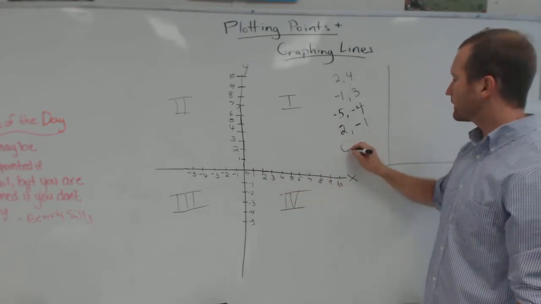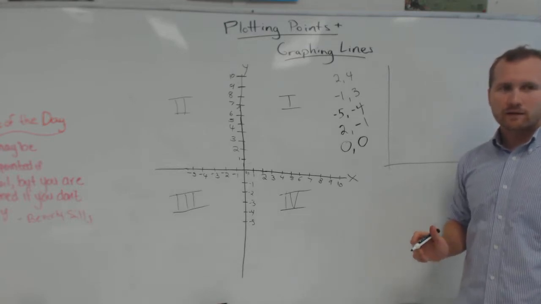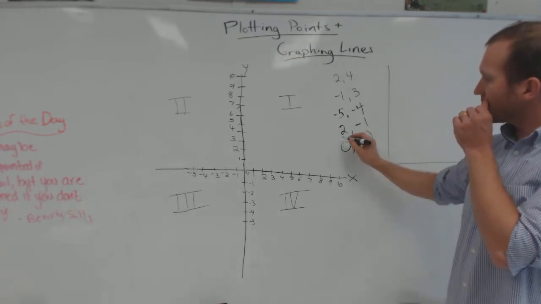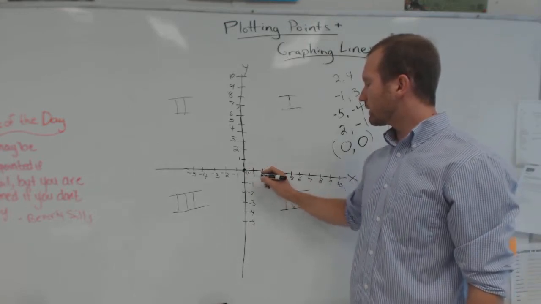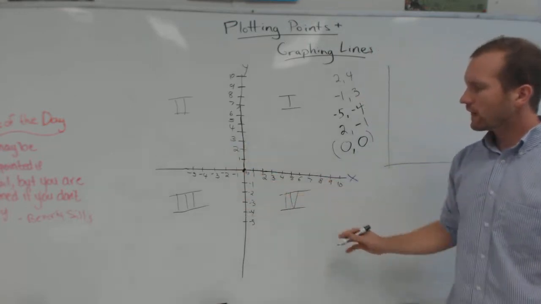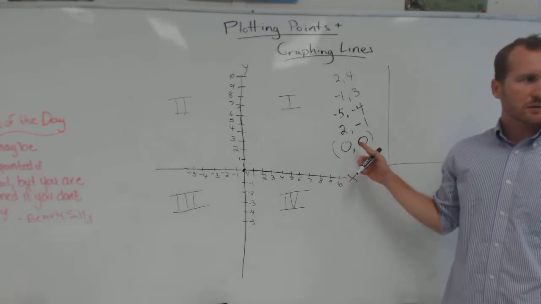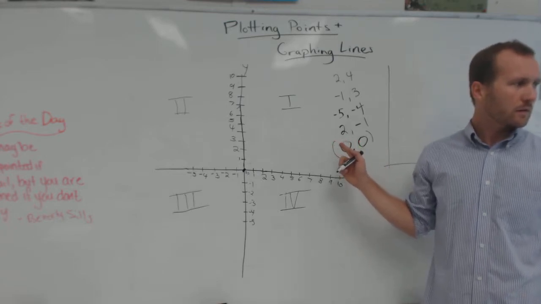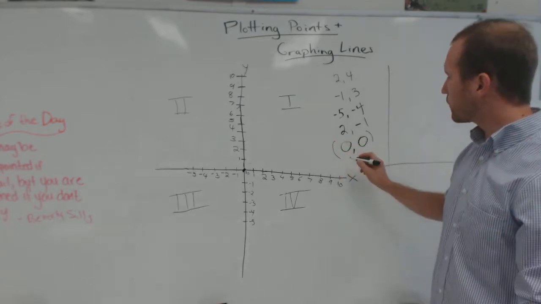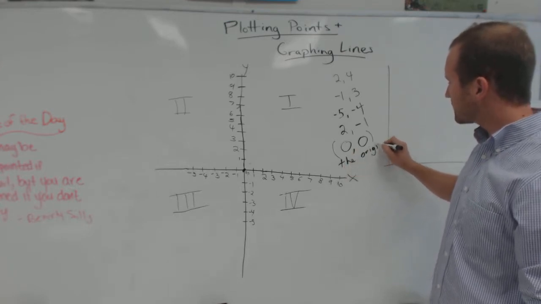How about this point? This is not in a quadrant, so it's not in one of the quadrants. So it has its own special name. Does anyone know what (0, 0) is called? It's called the origin. And you'll hear this term a lot.